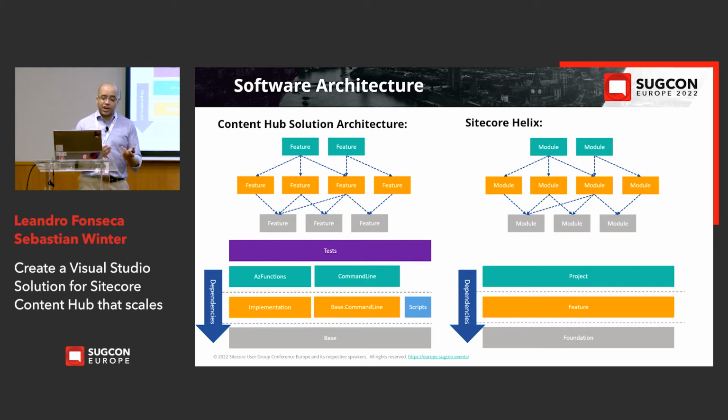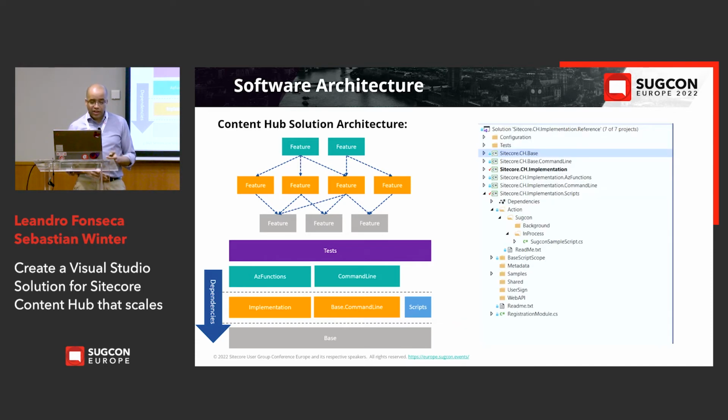So we do have a base layer that we apply to the project. We call it the foundation layer, which on our side we call the base. And then we have our implementation layer, which we share between our commands and Azure functions. The thing about the scripts is that they will be deployed in Content Hub, so we cannot share classes or anything with the scripts, even though there is the shared script concept, but we have not explored that in the solution. So we do have a layered approach, and you can have code that you might share between different customer implementations, if you will.